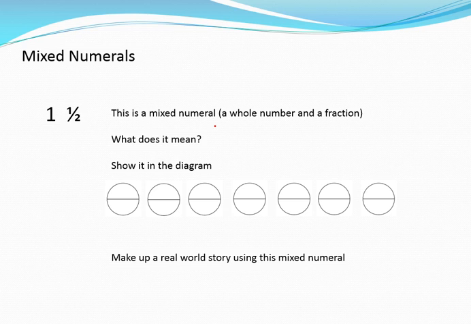So a mixed numeral is a number that has basically a whole number part and a fraction part. Nothing more than that. What does it mean? Well, a whole number, we know what whole numbers are. That's 1 whole. And then we've got a fraction part that tells us we have a bit more. We don't have the next whole number, but we have more than the one we're looking at. So it's 1 and, in this case, 1 half. So 1 and a half.